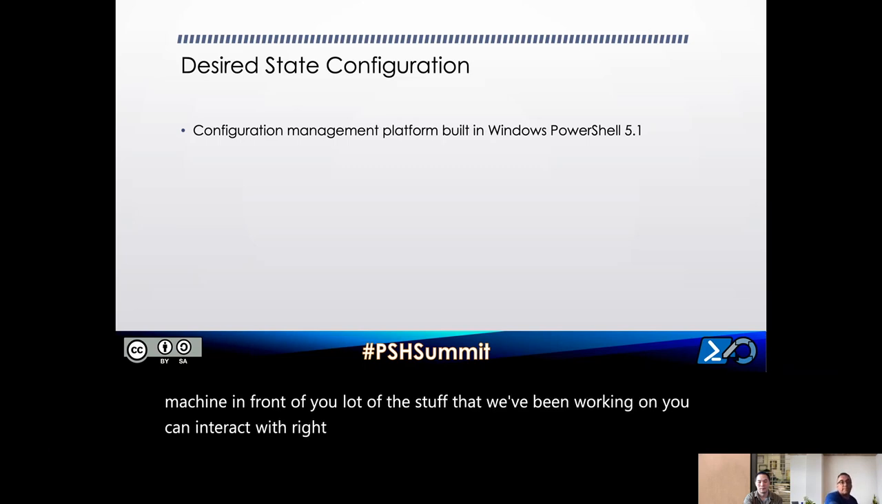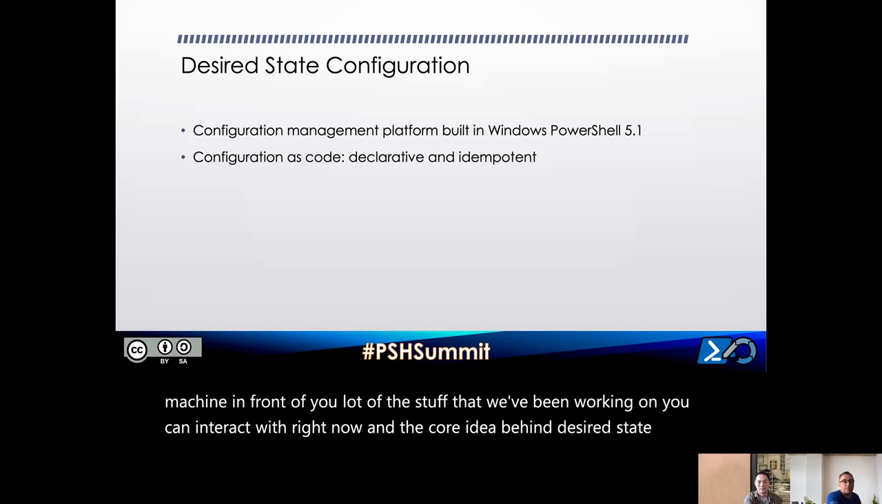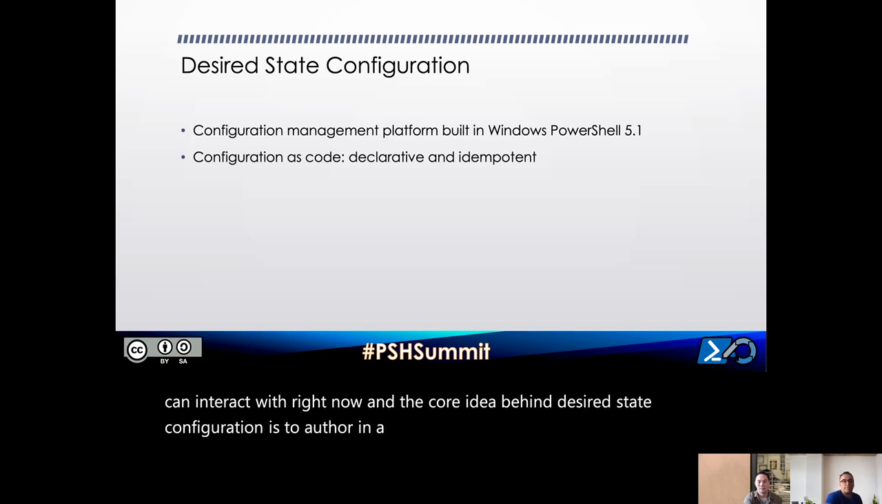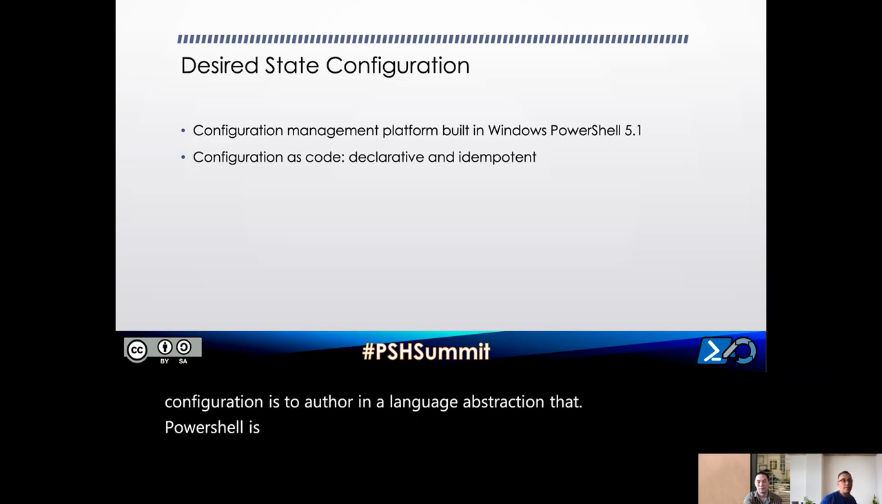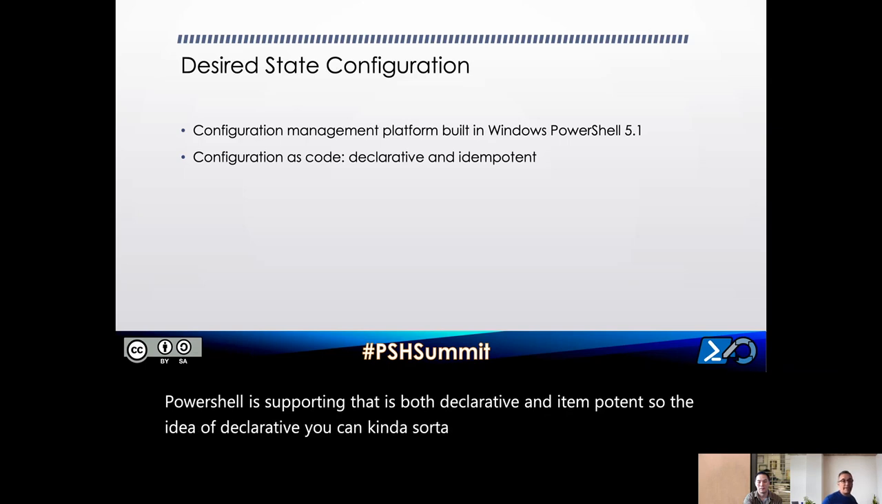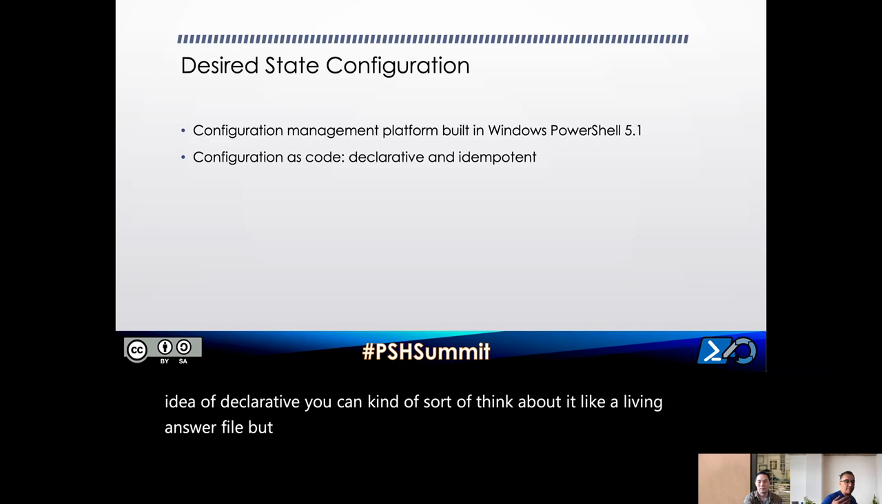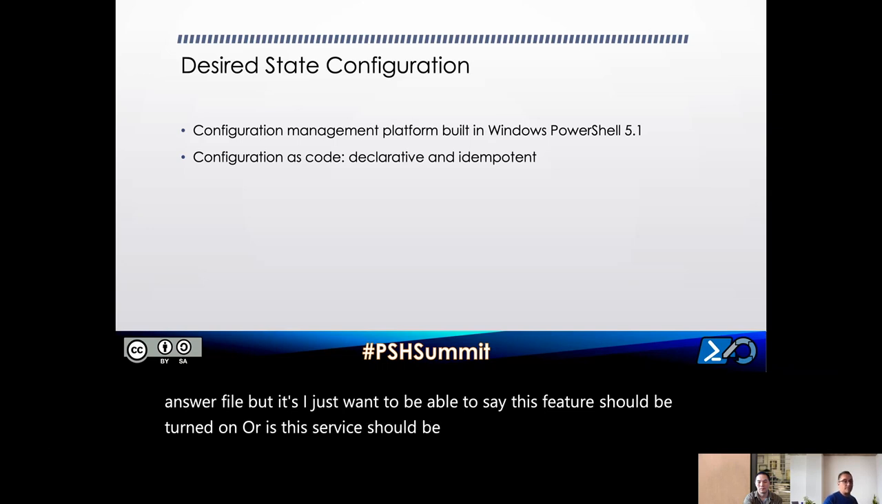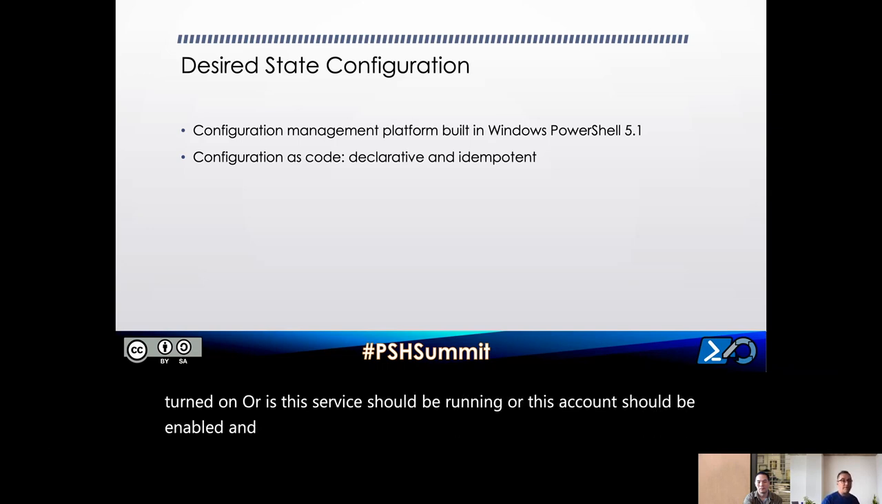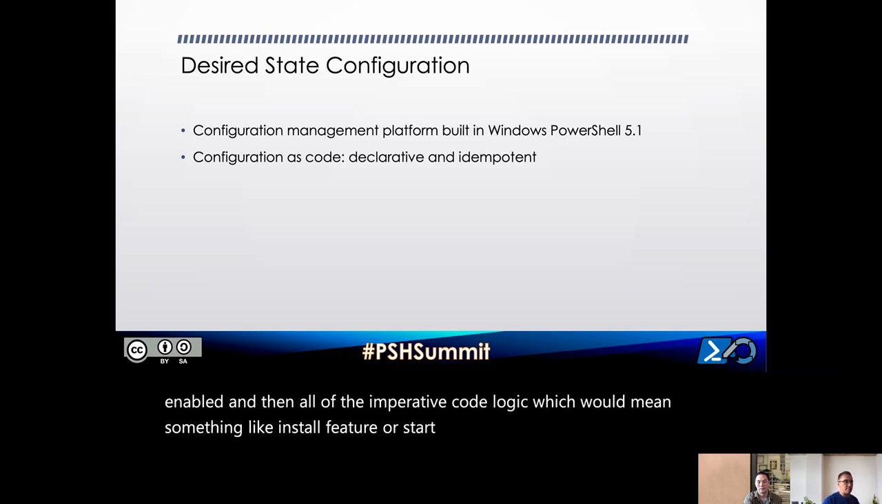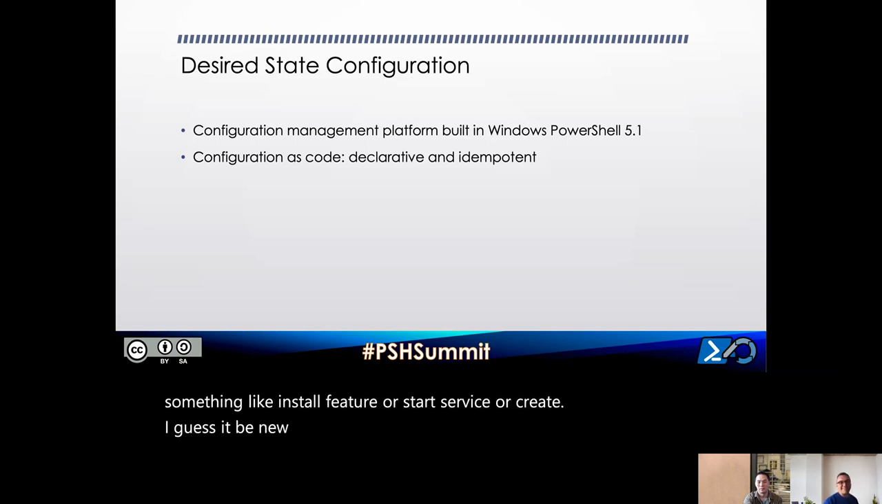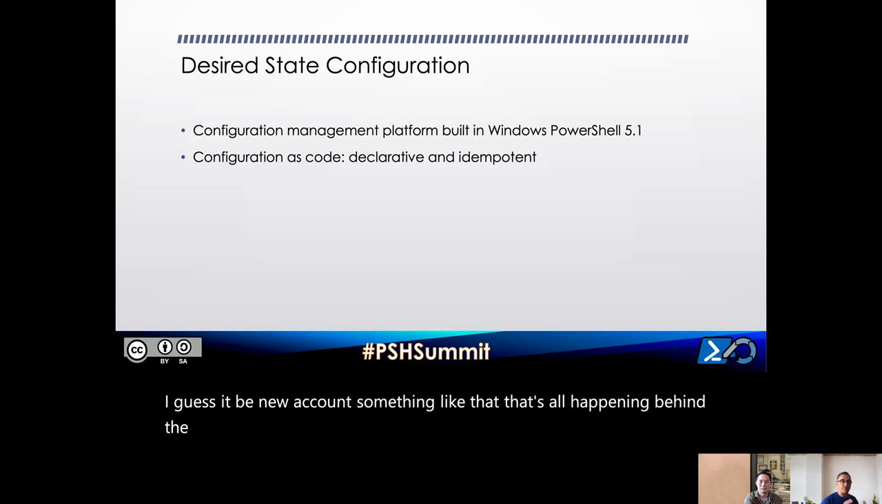And the core idea behind Desired State Configuration is to author in a language abstraction that PowerShell is supporting that is both declarative and idempotent. So the idea of declarative, you can think about it like a living answer file, but I just want to be able to say this feature should be turned on, or this service should be running, or this account should be enabled. And then all of the imperative code logic, which would mean something like install feature or start service or create, I guess it'd be new account, something like that. That's all happening behind the scenes in these structured PowerShell modules that are supporting the configuration itself.